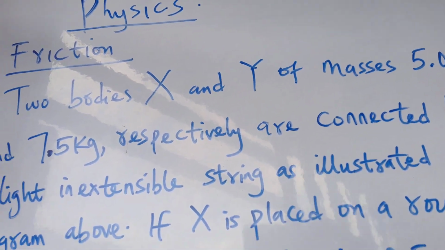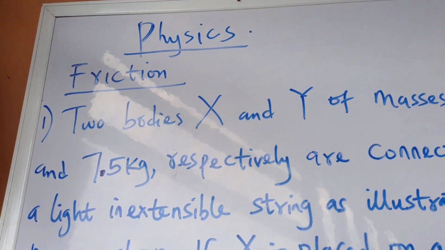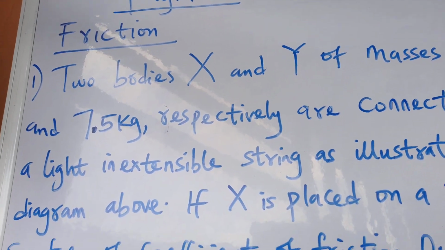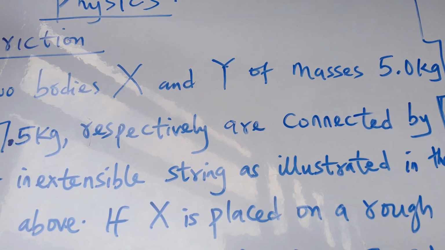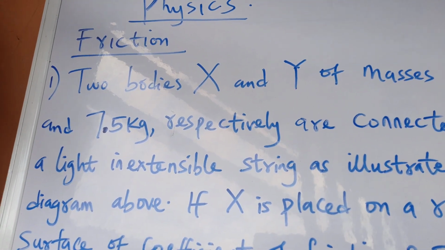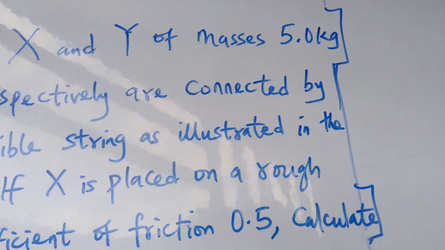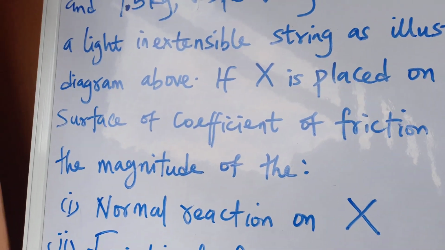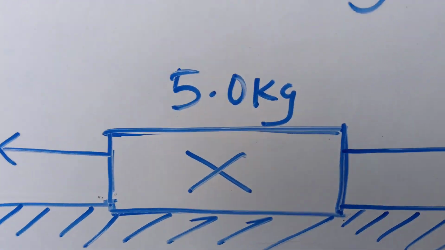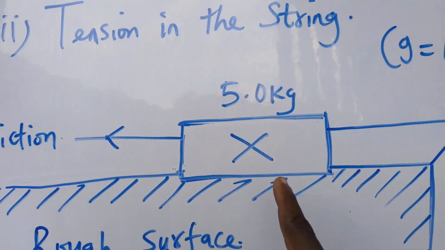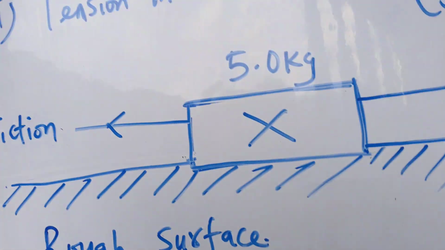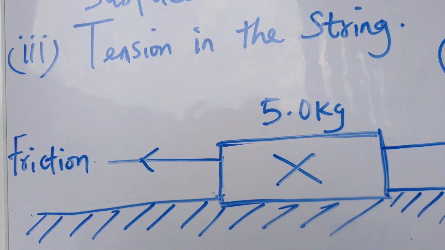It's a question on friction under the concept of physics. It says two bodies X and Y of masses 5 kilogram and 7.5 kilogram respectively are connected by a light inextensible string as illustrated in the diagram above. So these are the bodies, block X and block Y. The mass of block Y is 7.5, the mass of block X is 5.0.